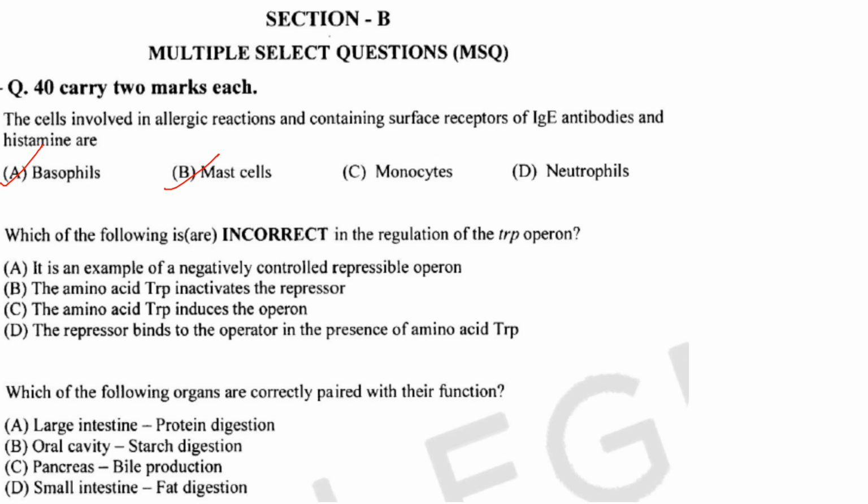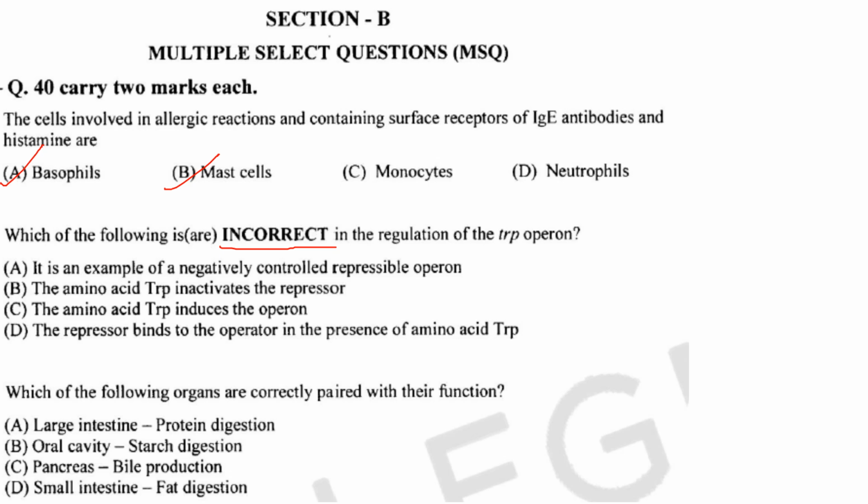Then next one. Which of the following is incorrect in the regulation of tryptophan operon? They have asked for the incorrect statement. It is an example of negatively controlled repressible operon. That is correct. The amino acid tryptophan inactivates the repressor. No. The amino acid tryptophan activates the repressor in the tryptophan operon. Repressor is the one that binds to the operator. We know that. And upon binding, it will block the RNA polymerase from binding to the promoter region.